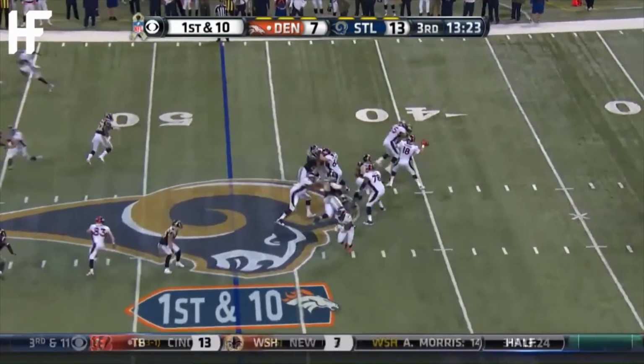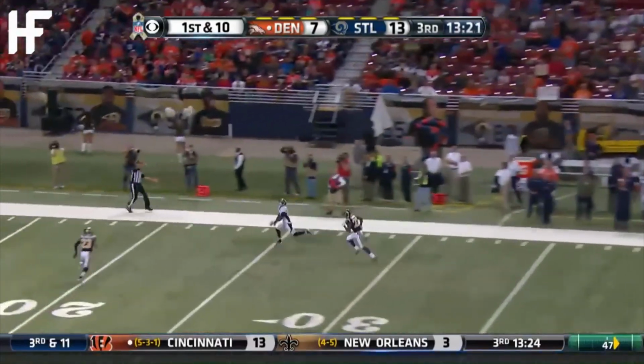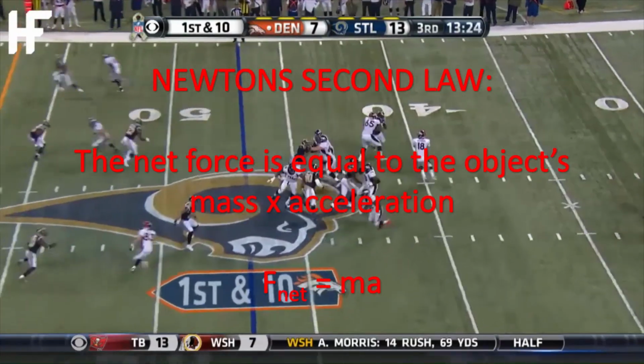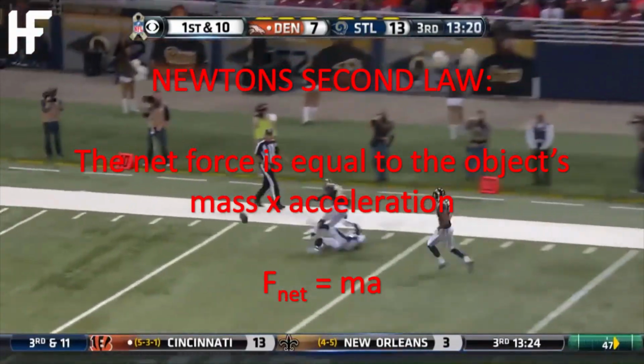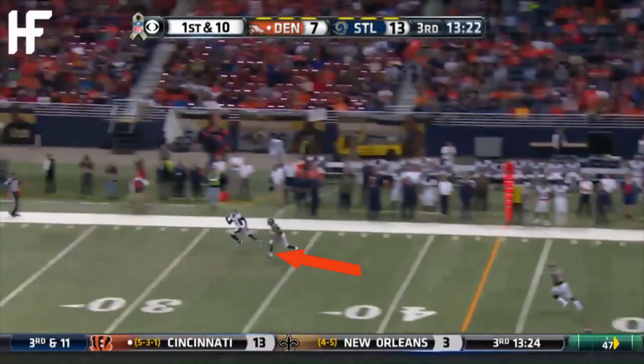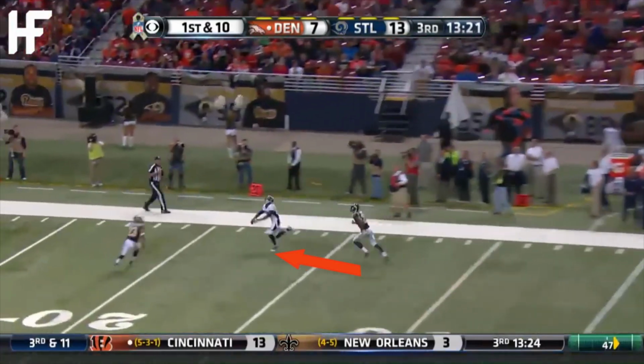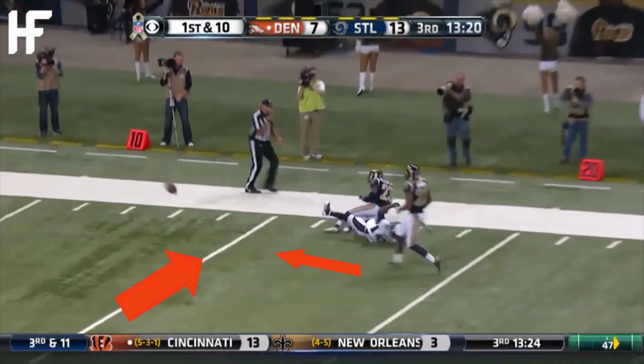Thanks, Zach. Here we're taking a look at a play from Denver versus St. Louis. The Broncos quarterback sends a deep ball downfield, but the St. Louis defense absolutely rams his receiver. To understand the physics behind this play, we'll start by taking a look at the receiver. According to Newton's second law of motion, his net force going forwards is equal to his mass times his acceleration. To stop him, the defense needs to exert another force to overpower him and change his direction.